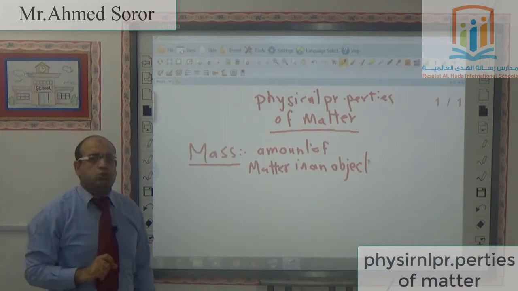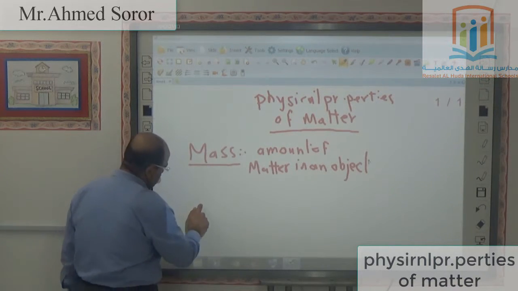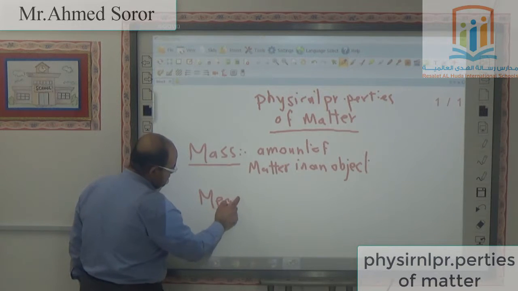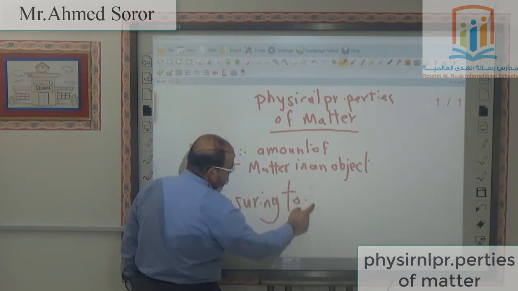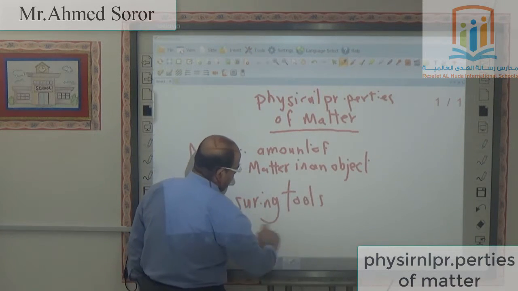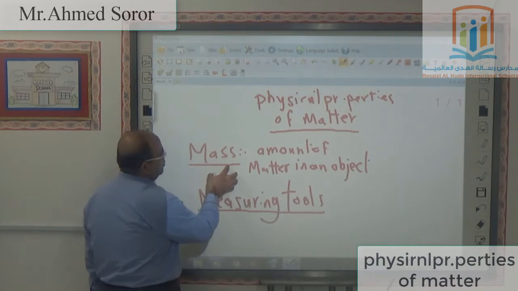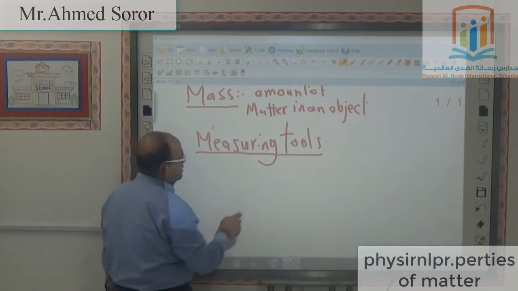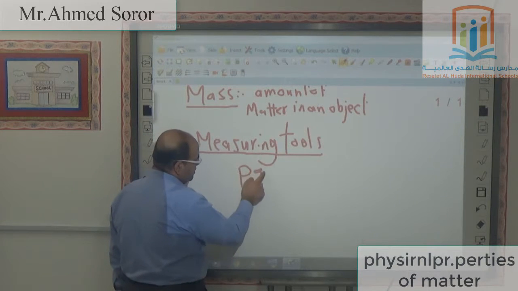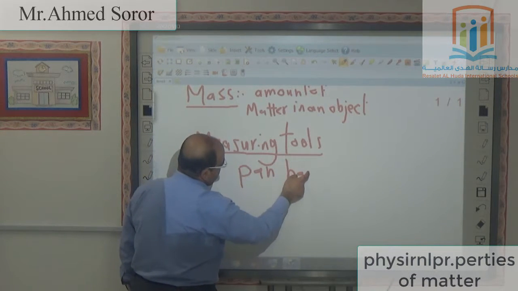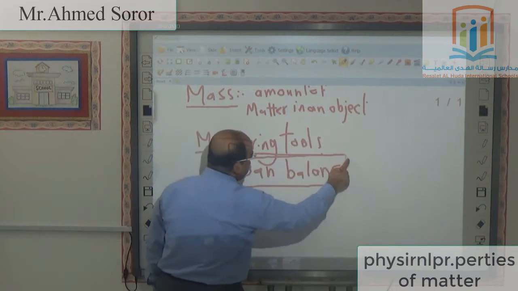What are the measuring tools of mass? You can measure the mass of a substance by using a balance. A balance is a measuring tool of mass.